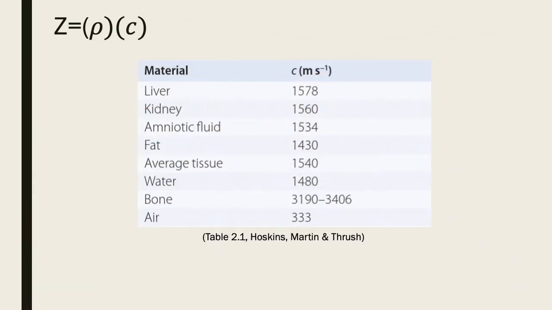Now, when we look at the formula that we use to calculate impedance, you have to note that if the density of tissue increases, our Z value is also going to increase. And then if we have an increase in our C value, or the propagation speed, impedance is also going to increase.